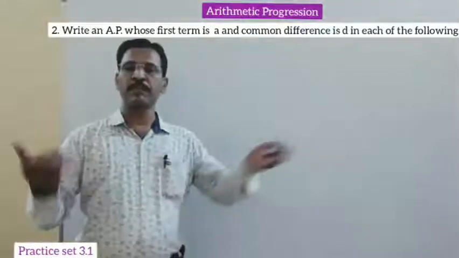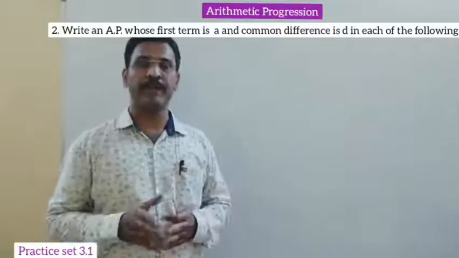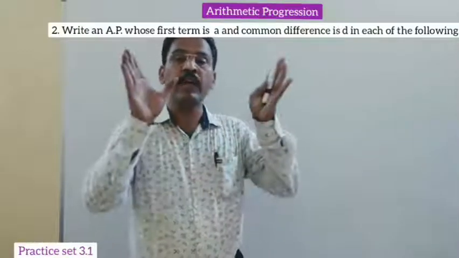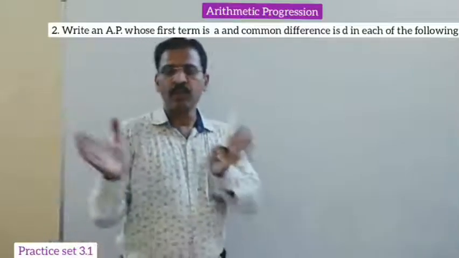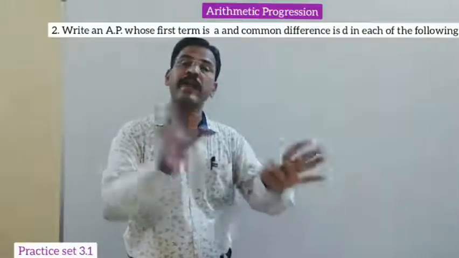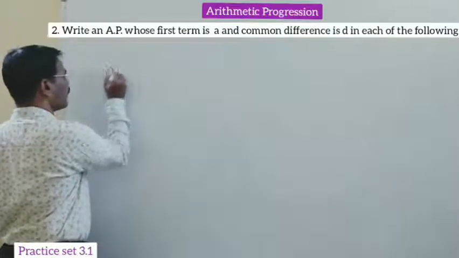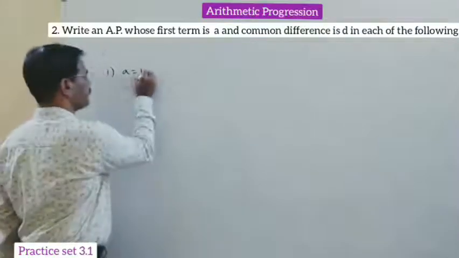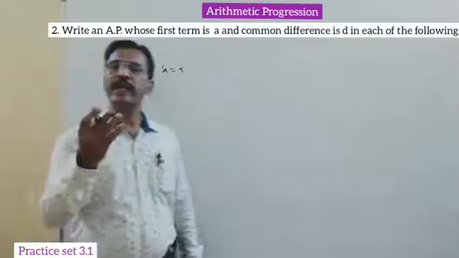Okay. In question number 2, what is that? We are going to write that AP, whose first term A and common difference D are given to us. By using these two, we are going to write that AP. Now see, in the first one, A is equal to 10 and D equal to 5. Now we are going to form that AP.